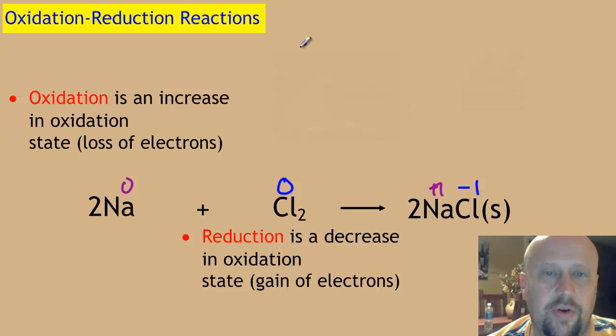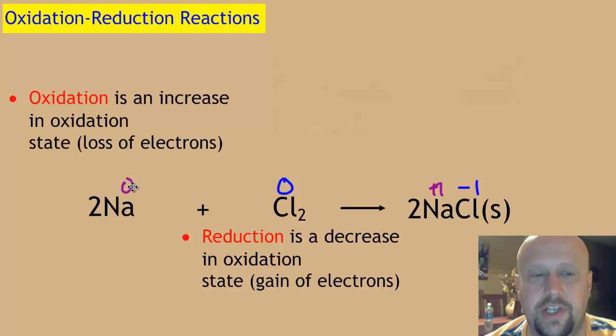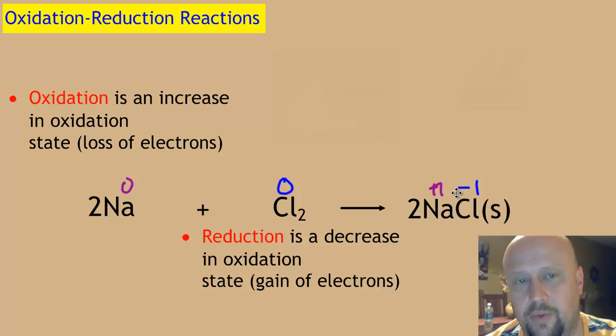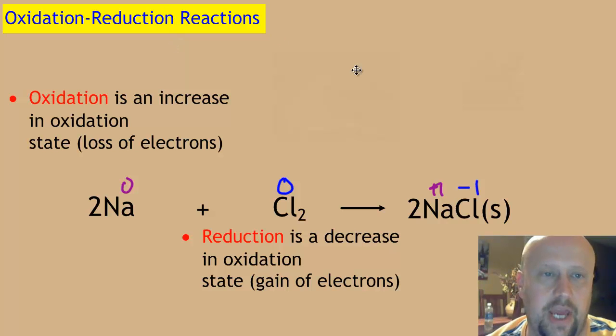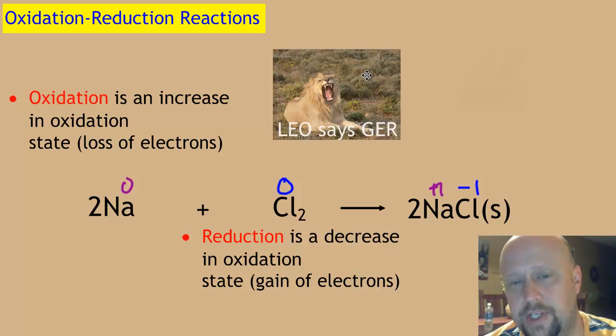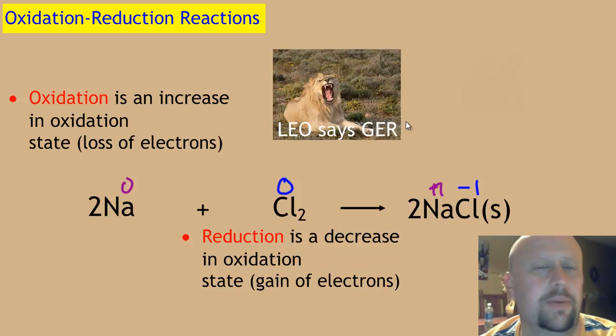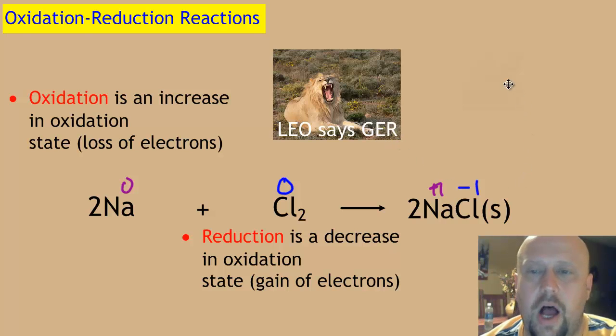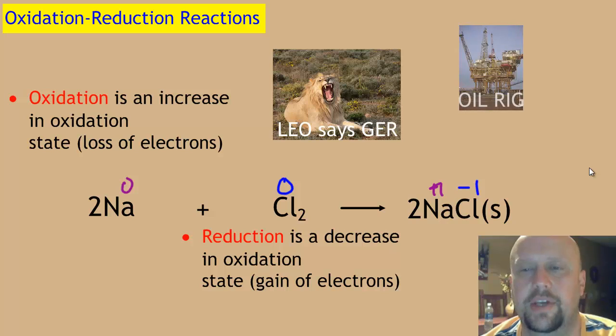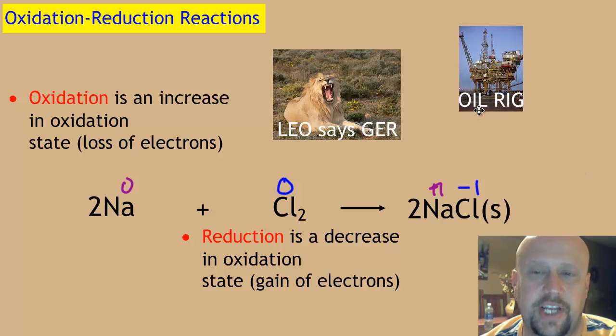What makes this a little hard to remember sometimes is that the change in oxidation number is actually the opposite of what happens to the electrons. So even though sodium gained oxidation state, it lost electrons. That's pretty important, so we need some ways to remember it. The way that I learned this was LEO says GER. You think about a lion roaring: loss of electrons is oxidation, and gain of electrons is reduction. Another really popular one that you'll hear a lot is OIL RIG. Oxidation is loss, reduction is gain, and again we're talking about electrons.